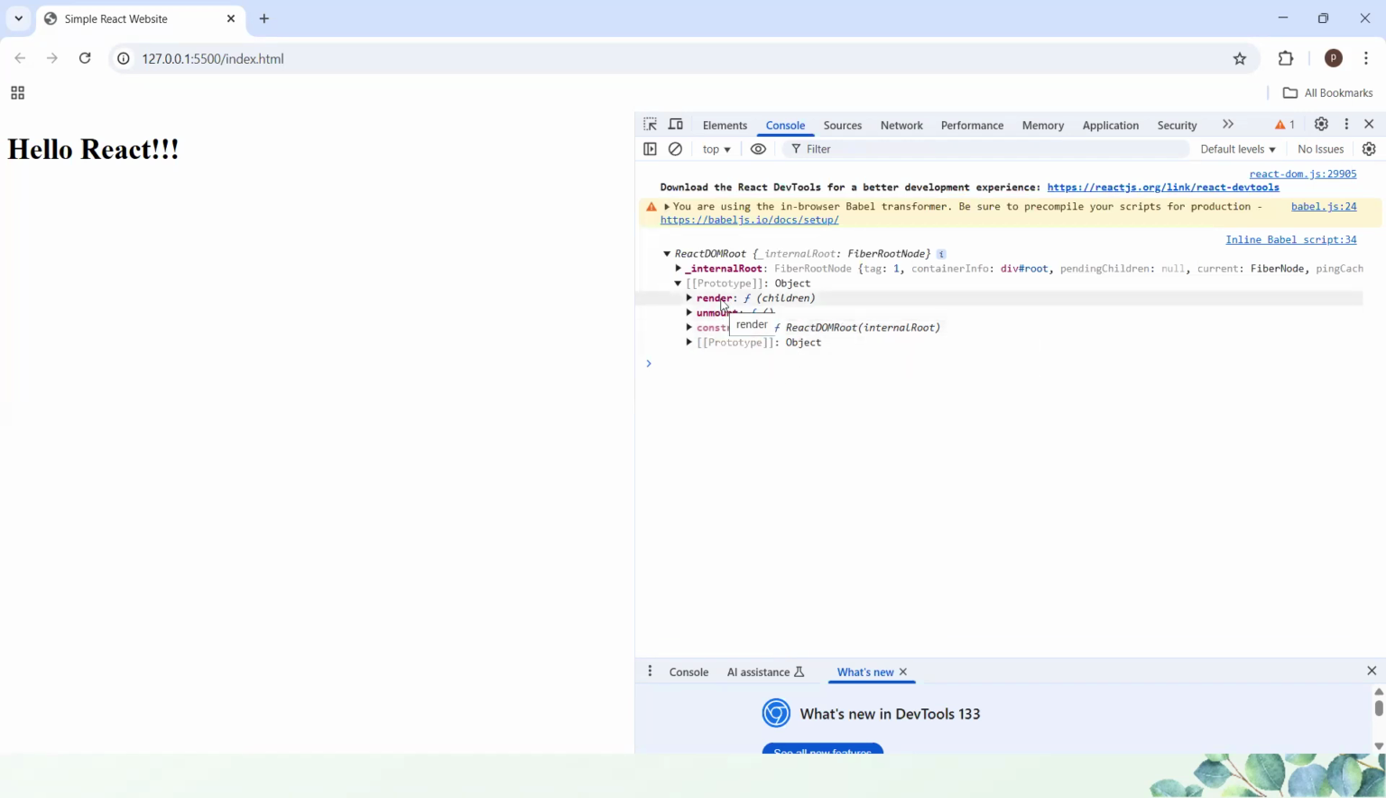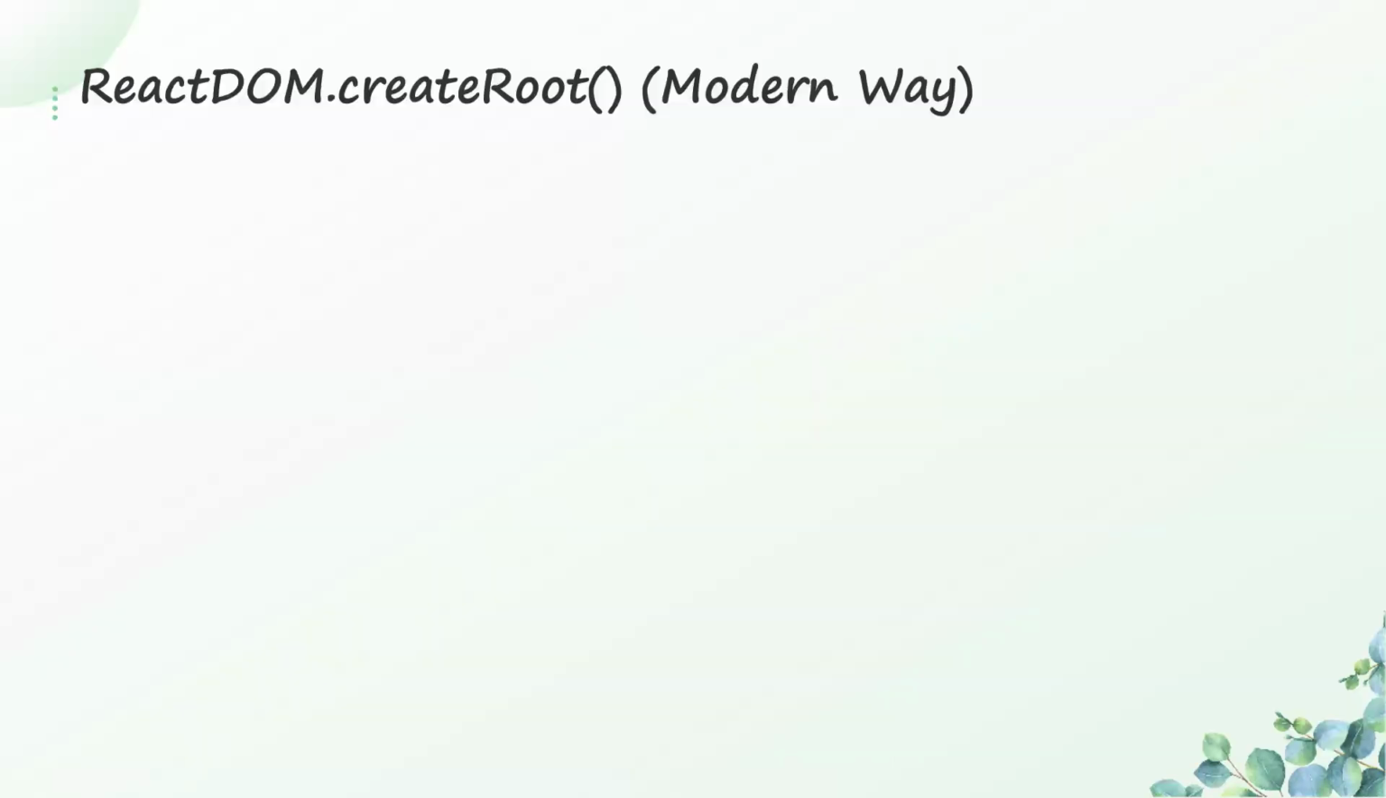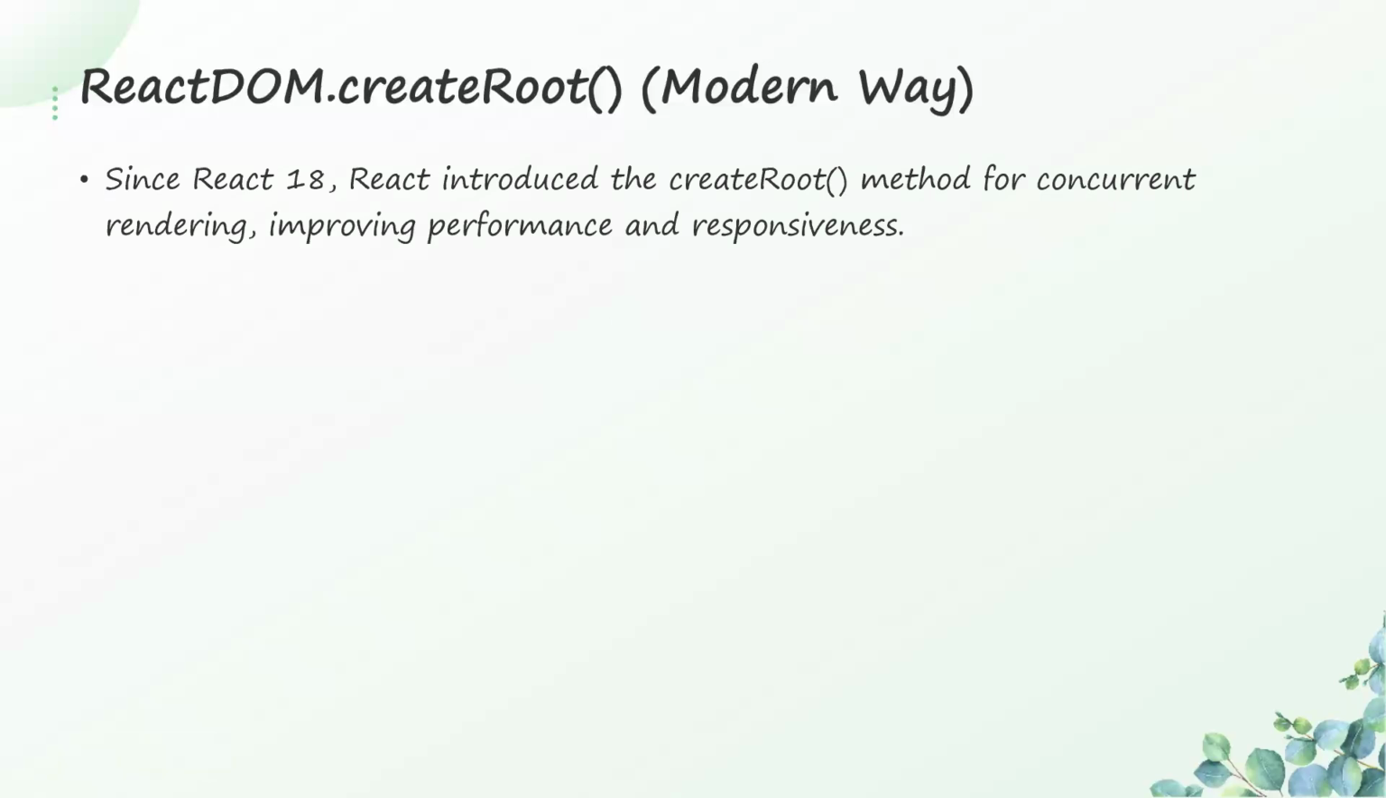Render is used to render the main object, and unmount is used to remove it. Use render to bring it up, add it to the DOM, and we use unmount to remove it. Okay, so now if I continue with createRoot, since React 18, React introduced the createRoot method for concurrent rendering. Don't worry, we'll talk a little bit about this concurrent rendering in this same section.